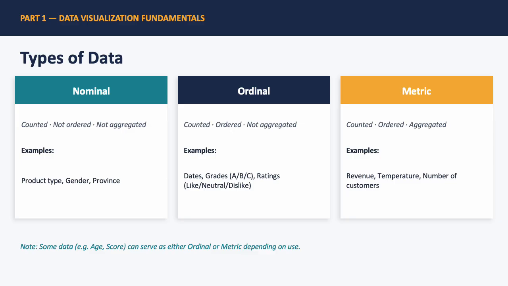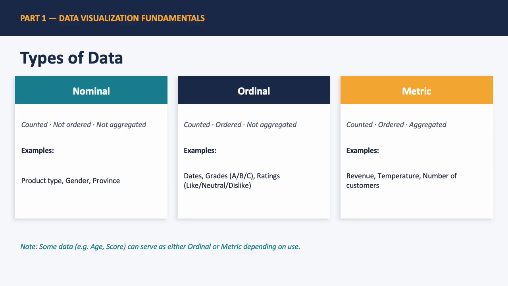The second category is ordinal data. Ordinal data can be counted and ordered, but it cannot be aggregated mathematically. Dates, academic grades, ranked preferences such as like, neutral, dislike, they are all ordinal. We know that an A grade is better than a B grade, but we cannot say that an A is 2 times better than a C.